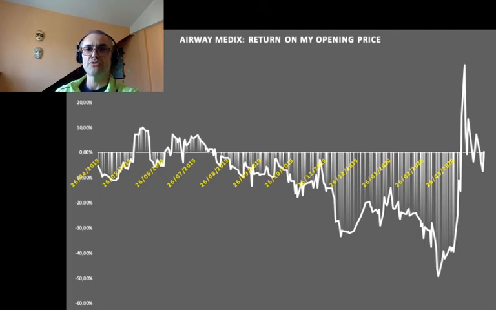And a very different story in terms of the rate of return. This time, just one remark. This time, I am pitching those past prices against a real opening price I have in Airway Medics, because I currently hold an investment position in Airway Medics. So the basic price that I use as the baseline for calculating those rates of return is the opening price I really have on that position.